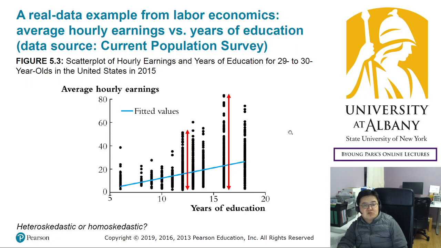Okay, so graphically now compare this and this. So this is high school graduates, 12 years, and this is college graduates, 16 years. If you compare them, clearly the dispersion is much higher here. So it's a clear example of heteroscedasticity.